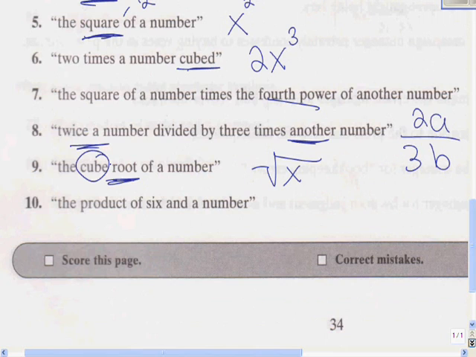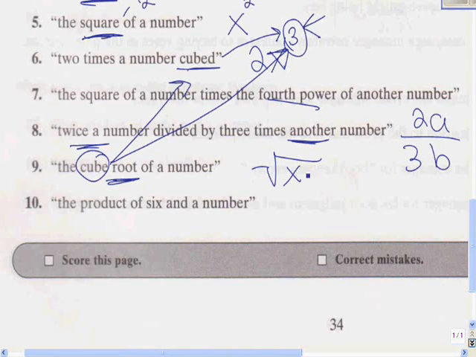Cube, remember I told you cube, cubed, same thing, refers to the number 3. Here, you're not going to put the 3 in the exponent. You're going to put the 3 right here. What that means is that you're going to find a number that when you multiply it times itself 3 times, gives you the number inside the radical, which is called the radicand.